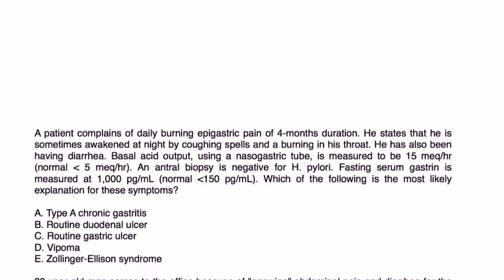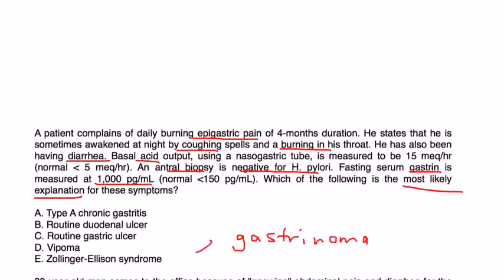Patient complains of daily burning epigastric pain of 4 months duration. He states that he is sometimes awakened at night by coughing spells and a burning in his throat. He has also been having diarrhea. Basal acid output using a nasogastric tube is measured to be 15 milliequivalents per hour, and normal is less than 5. An antral biopsy is negative for H. pylori. Fasting serum gastrin is measured at 1,000, and normal is less than 150. Which of the following is the most likely explanation? Well, the fact that his gastrin is so high is really an indication of gastrinoma, and along with the symptoms, he definitely fits the picture for ZE syndrome.